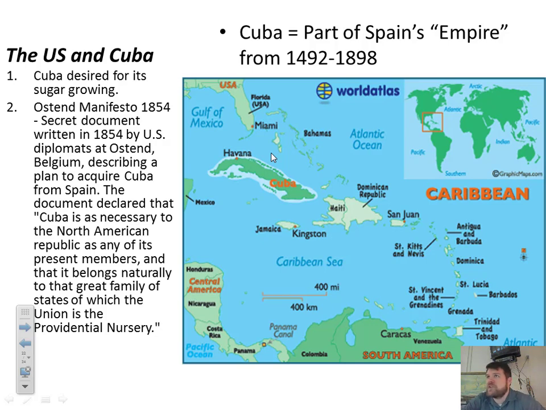One of the first involvements with Cuba is something called the Ostend Manifesto in 1854. This is a secret document where the U.S. is basically stating its interest in Cuba. We're portraying it as so close to us, only 90 miles away, that it only makes sense that we would want to bring Cuba into the fold. There's a lot of economic interest there. Somewhere down the road, we will eventually get involved in Cuba and look to perhaps annex it, make it a territory, and possibly even make it a state.